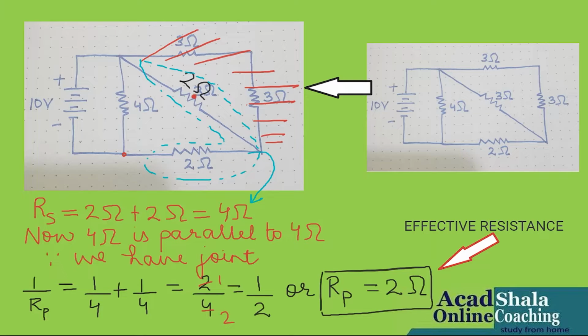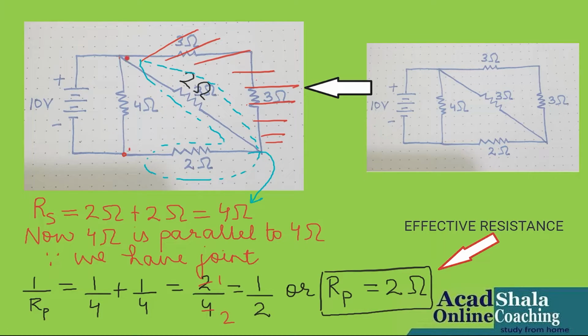So what I will do, I will calculate resistance in series. So 2 ohm plus 2 ohm, I got 4 ohm. Now after calculating this, 4 ohm has come as the answer. Now this 4 ohm which we have calculated freshly is now parallel with this 4 ohm.